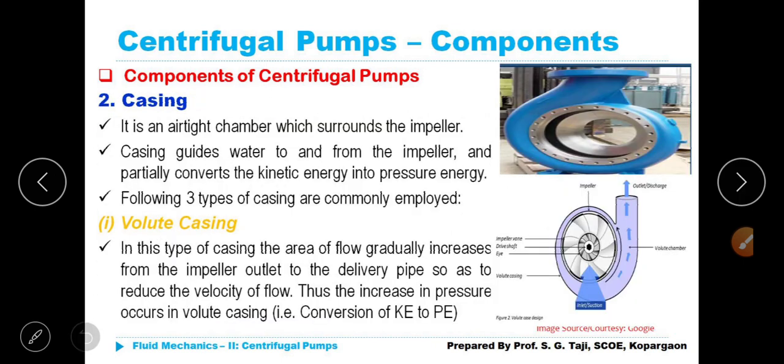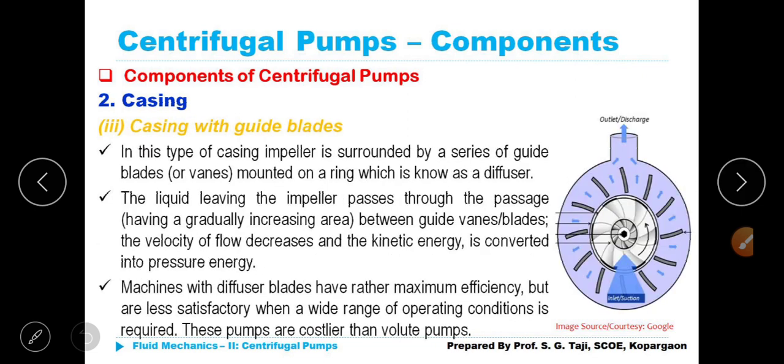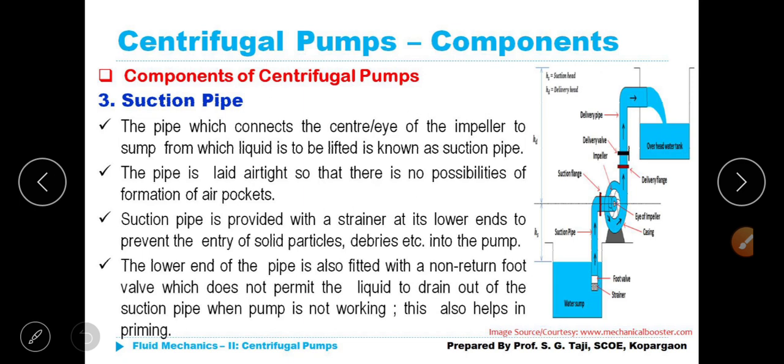Casing. It is an airtight chamber which surrounds the impeller. This is the casing which surrounds the impeller. Casing guides water to and from the impeller and partially converts the kinetic energy into pressure energy. The following three types of casings are commonly employed: volute casing, vortex casing, casing with guide blades, etc. So these are the three types.